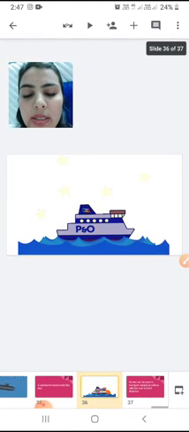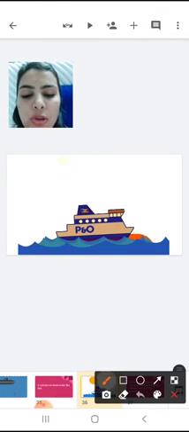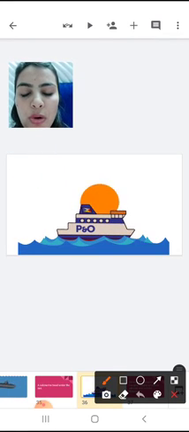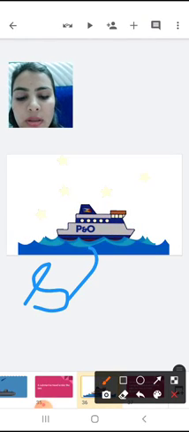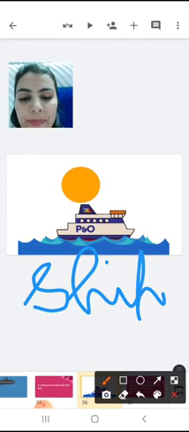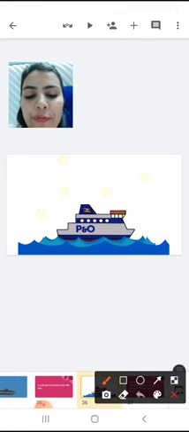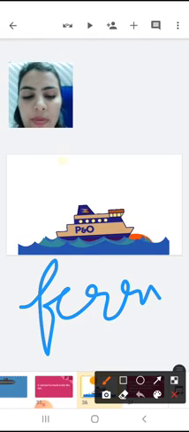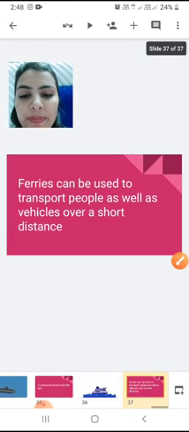Okay. Next is, what is this? This is the picture of which transport? This is again a big ship or ferry. This is a ferry. This is a picture of a ferry.